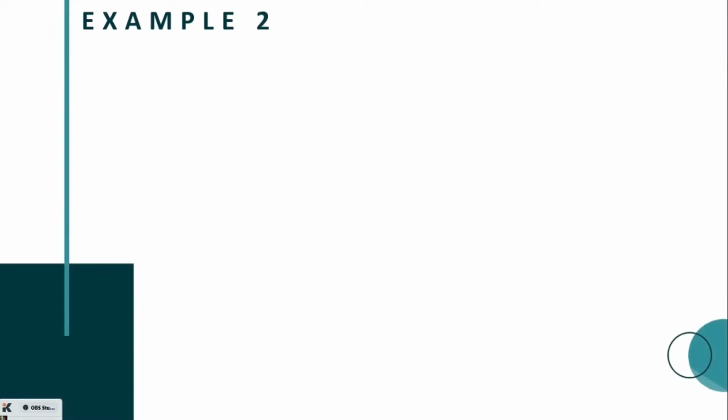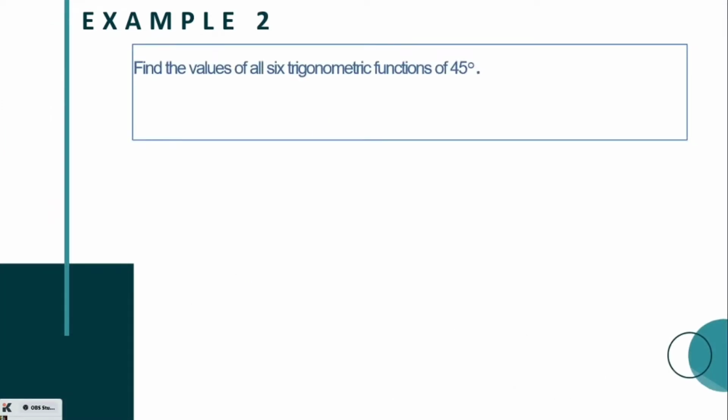Let's have example number 2. Find the values of all 6 trigonometric functions of 45 degrees. Since we may use any right triangle which has 45 degrees as one of the angles, let us use the simplest one. So take a square whose sides are all 1 unit long, just like in the figure here. So all the sides are 1 unit long.